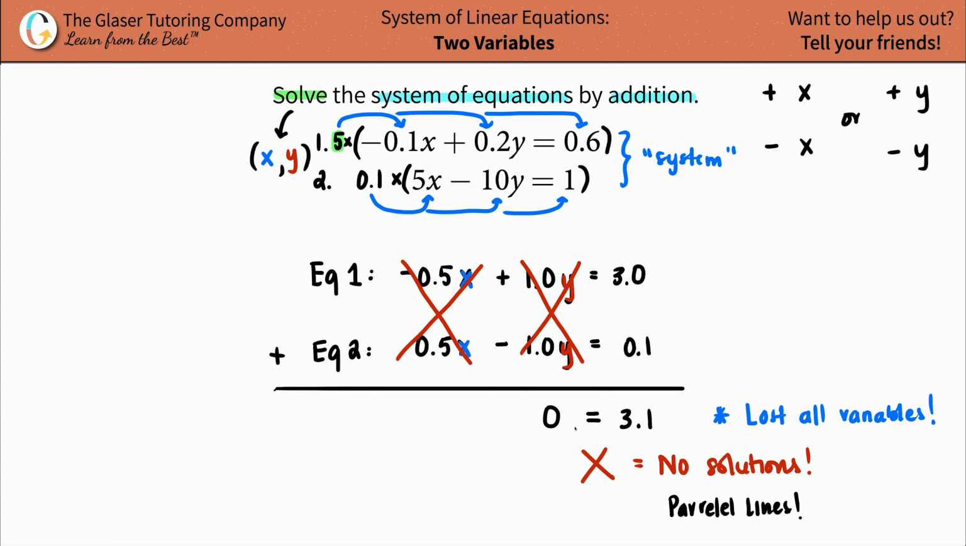Parallel lines. But just to put it into perspective, if you had either 0 equals 0 or 3.1 equals 3.1, then this sentence makes sense. And then, yes, they are the same line. So that would be infinite amount of solutions. But in this case, since this mathematical statement makes no sense, it has no solutions. And that's the answer to this set of systems of equations. There is absolutely no solutions here because these are parallel lines. And that is the end.